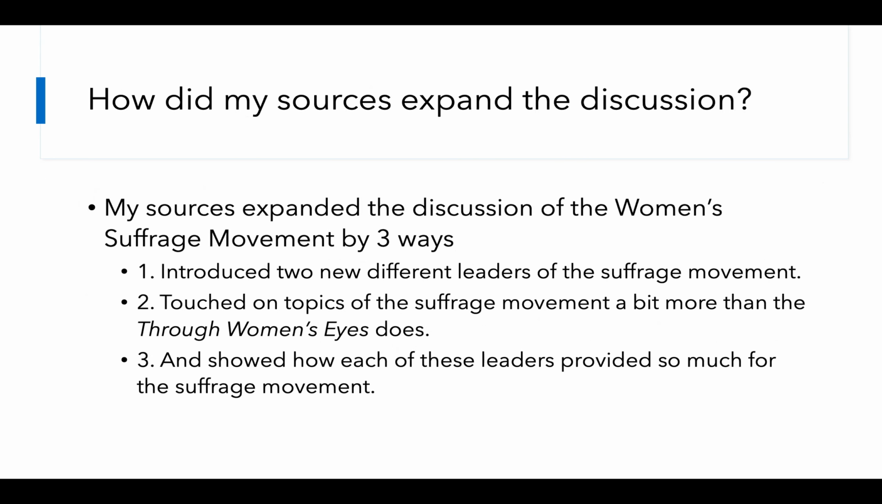Sources expand the discussion of the women's suffrage movement in three ways. One, it introduced two different leaders of the suffrage movement. Two, touched on topics of the suffrage movement a bit more than Through Women's Eyes does. And three, showed how each of these leaders provided so much more for the suffrage movement.